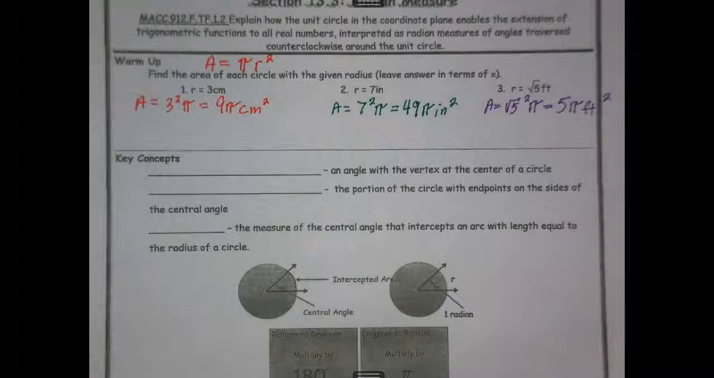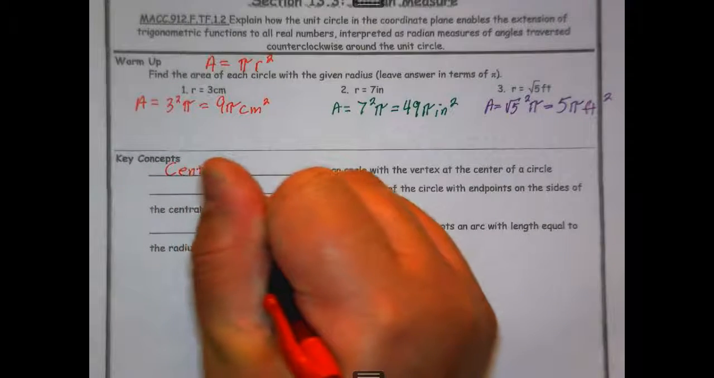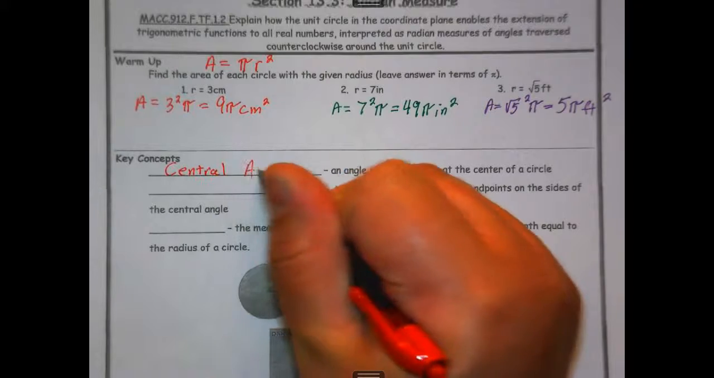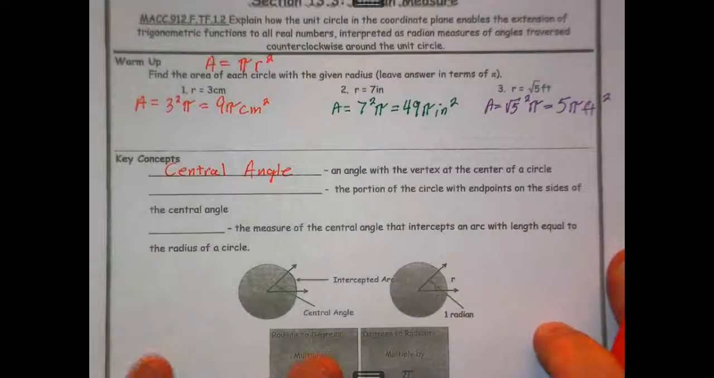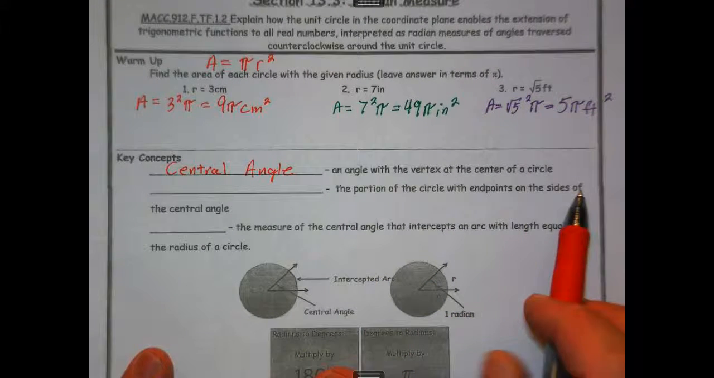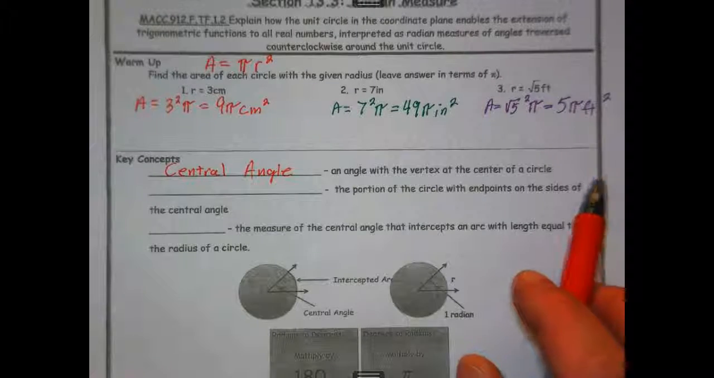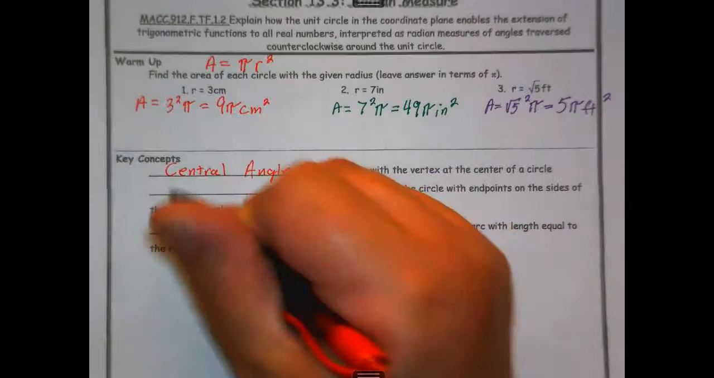Actually, this should be some review too. Concepts. An angle with the vertex at the center of a circle. You guys remember from geometry? What is it? That's right. It's the central angle. The portion of the circle with the end points on the sides of the central angle. Exactly. It's the intercepted arc.